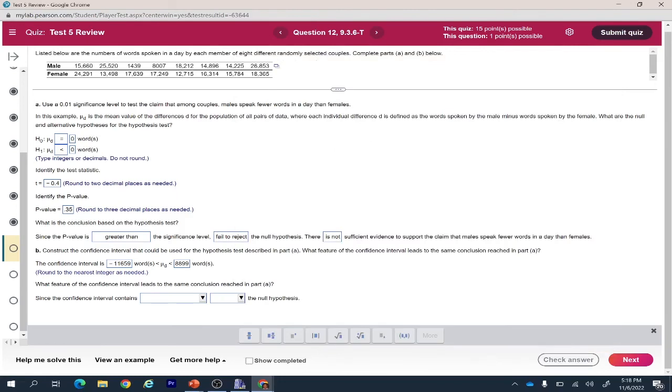And now, what feature of the confidence interval leads to the same conclusion reached in part A? Since the confidence interval contains 0, we fail to reject the null hypothesis. What is the null hypothesis? The difference is 0, and 0 is a part of this confidence interval, so we fail to reject the null hypothesis.